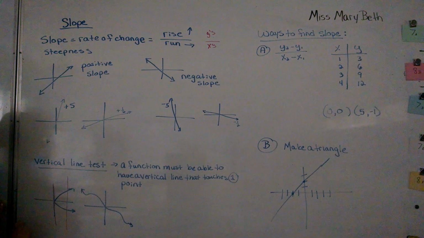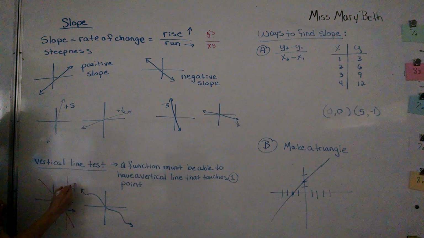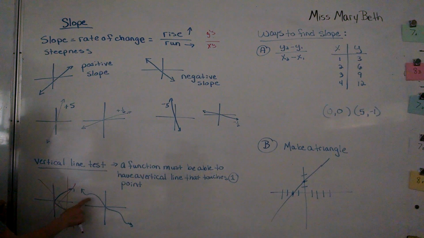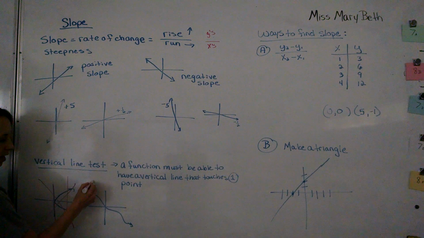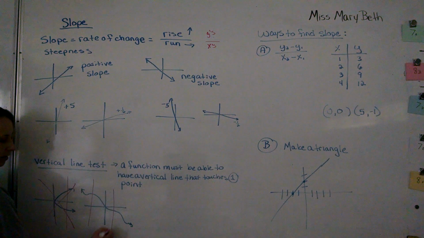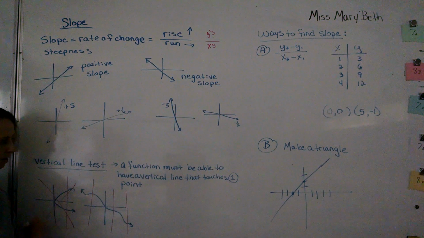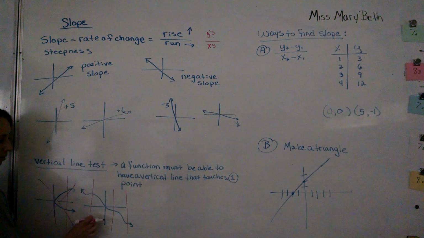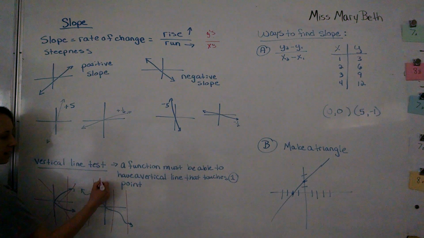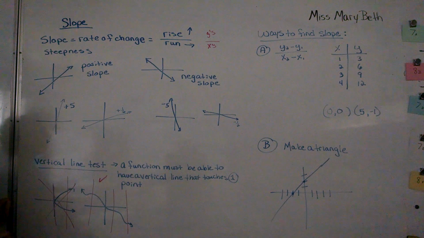So is this graph a function? No. Nope, it's not. What about this crazy looking thing? If I draw a vertical line anywhere, it only touches 1 point. So is this graph a function? Yes, it is. It passes our vertical line test.